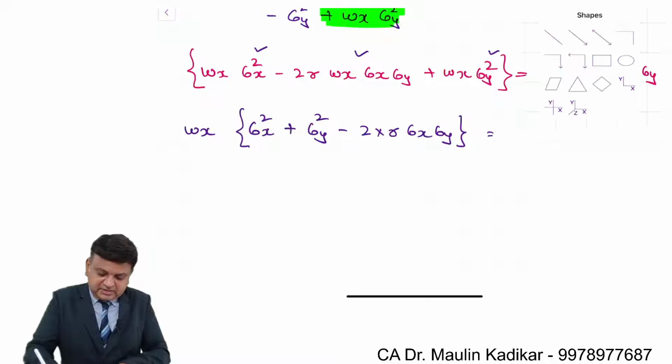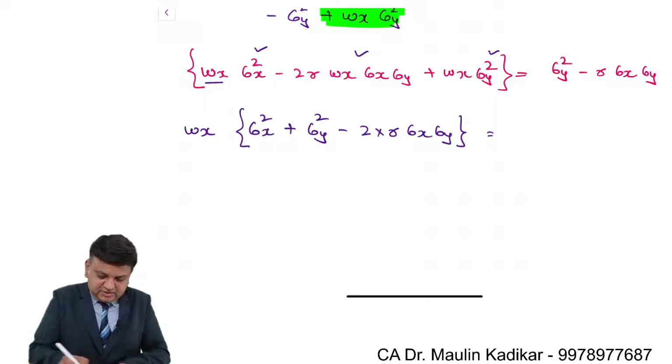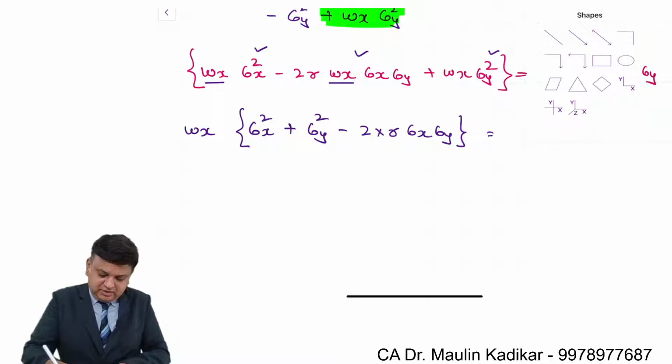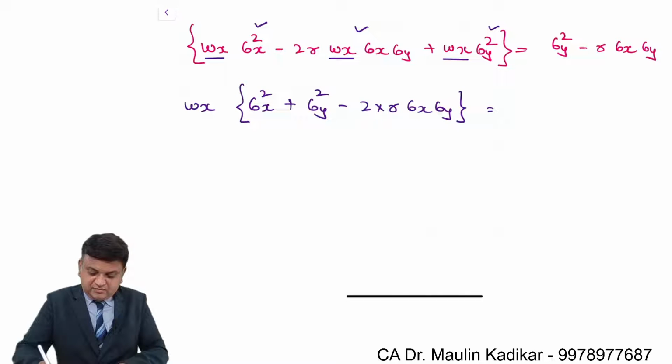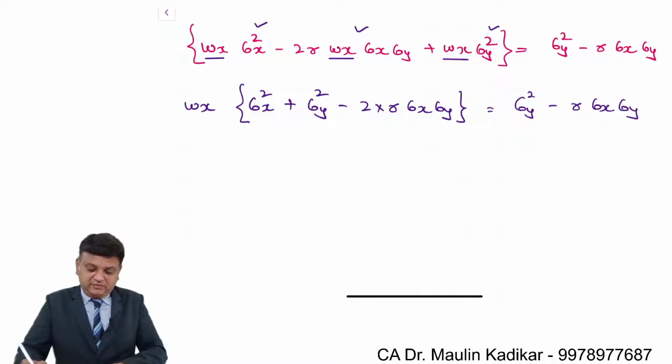That is, over here we understand. So this is wx, this is wx, and this is wx. It is taken common, is equal to variance of y minus r into standard deviation of x, standard deviation of y.